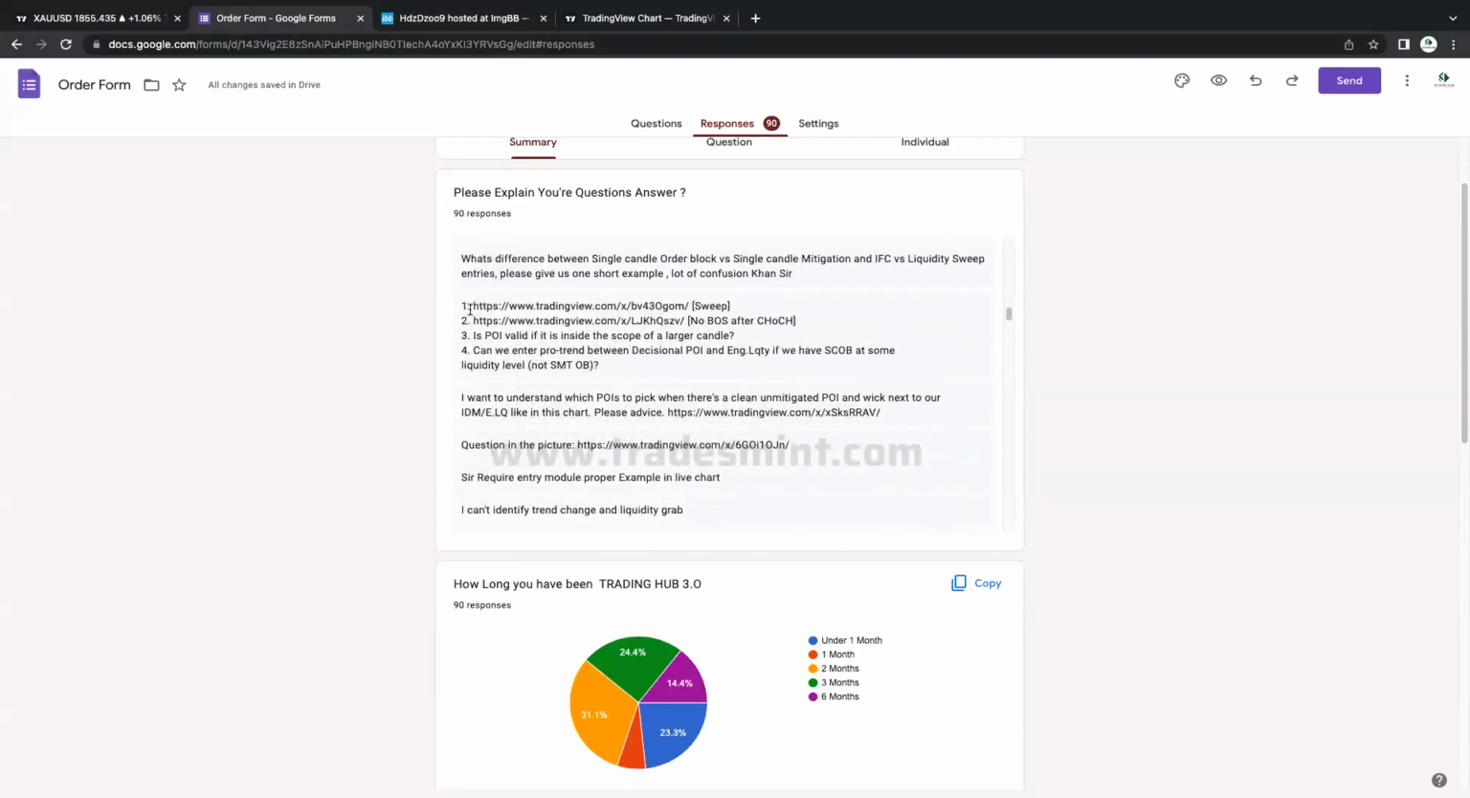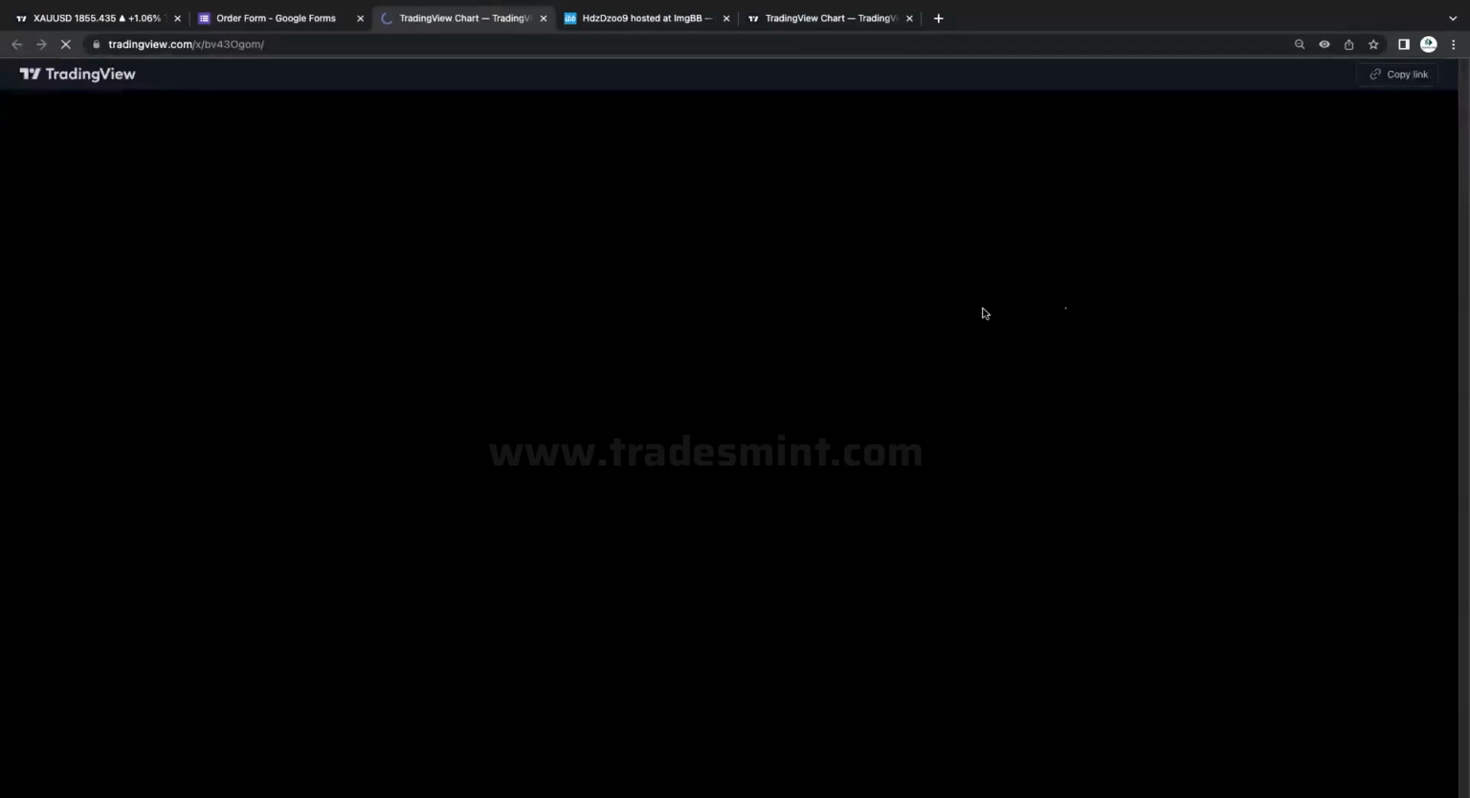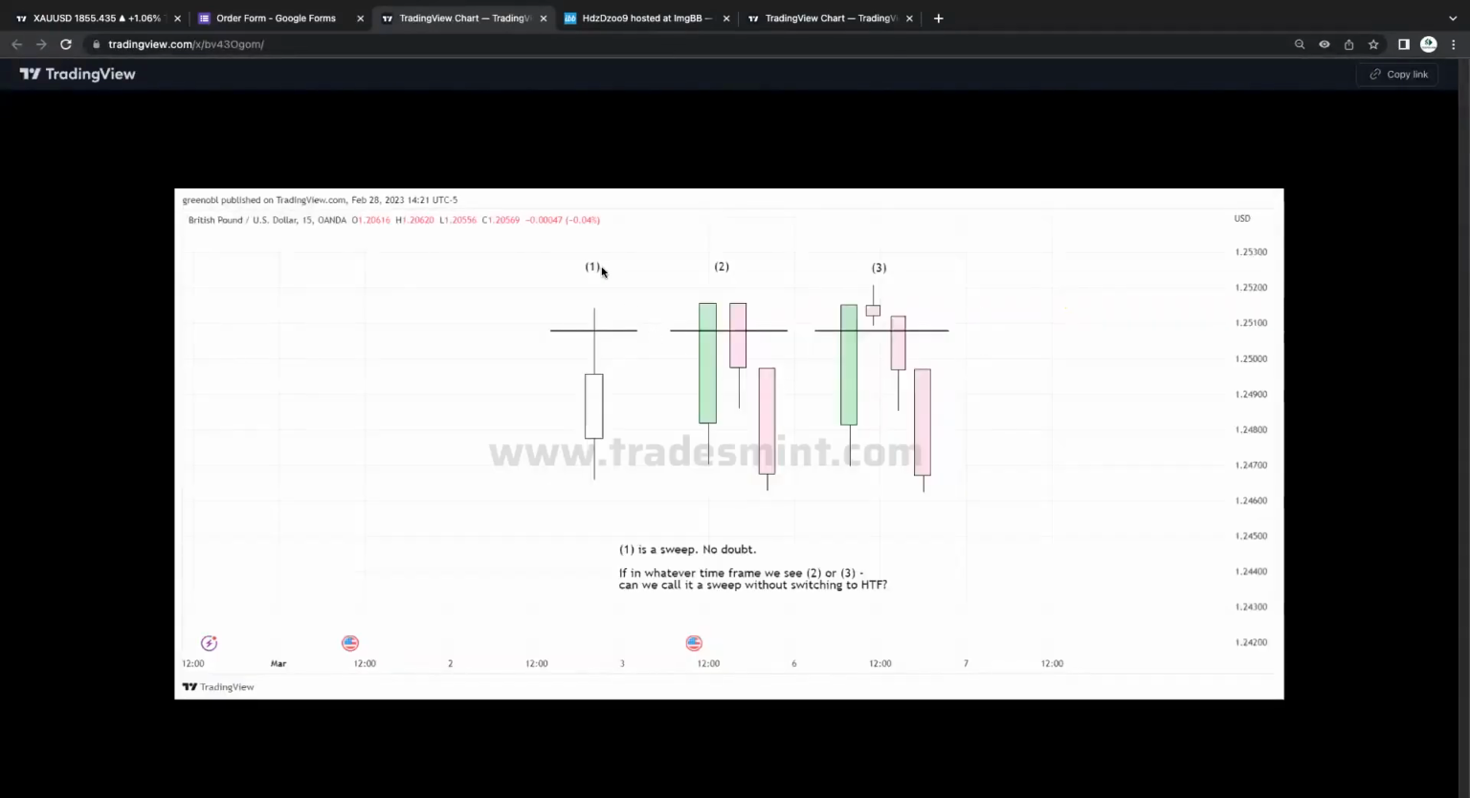Okay, so the fourth question is here. Let's check one by one. 1, 2, and 3. Okay, is a sweep, no doubt, in whatever time frame. Can we always sweep without switching to a higher time frame? So the first one is a sweep, right? The first one is a sweep, the next one is a candle close, and the third one is also a candle close.